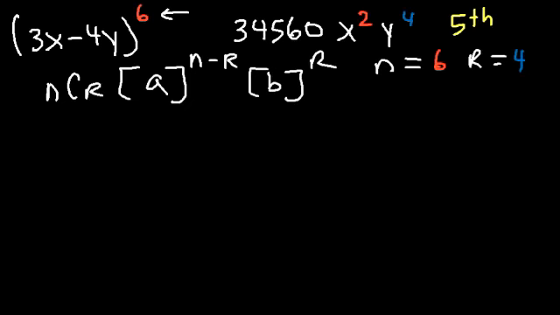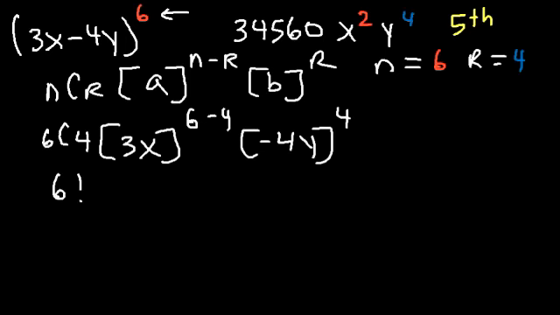So now let's plug in everything, and let's see if we get this answer. nCr is going to be 6C4. a is still 3x raised to the n minus r, or 6 minus 4. And b is negative 4y raised to the r power, or fourth power. So 6C4 is n factorial, or 6 factorial, divided by 6 minus 4 factorial, which is 2 factorial, times 4 factorial. And then this is going to be 3x raised to the second power times negative 4y raised to the fourth power.